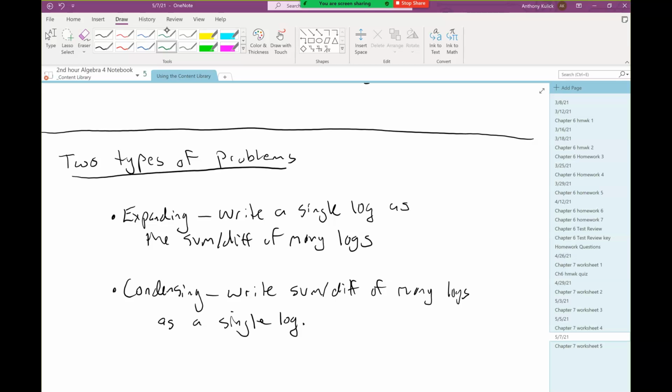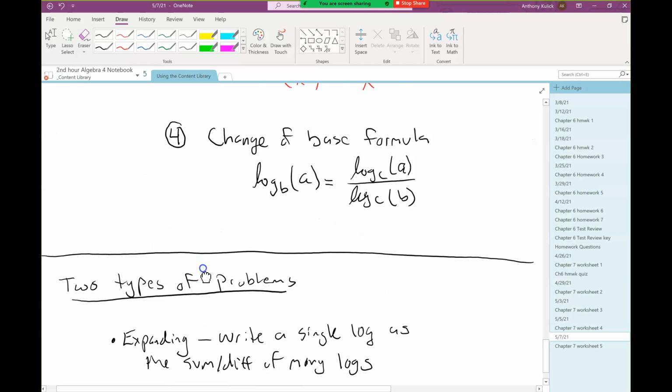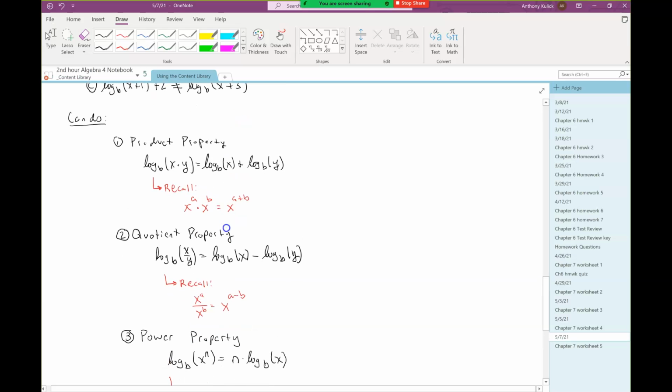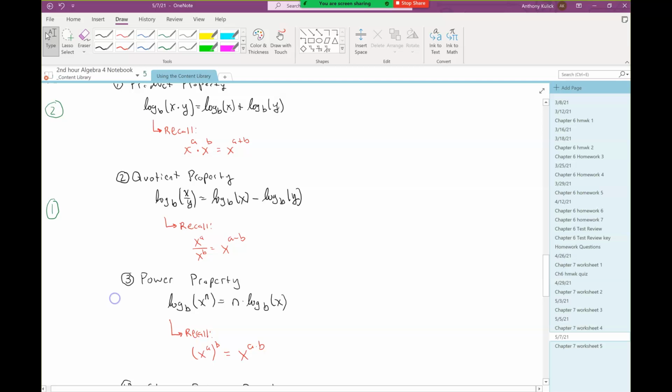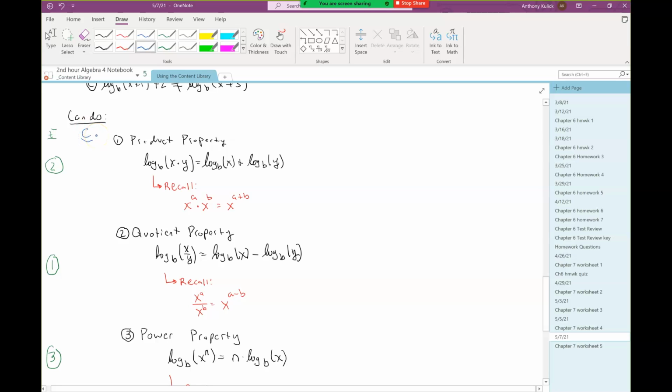So the tools that we're going to use to do these expanding and condensing problems are these first three properties. If we're expanding, the order that we're going to do things is we're going to look for quotient properties first, product properties second, and power properties last. And if we're condensing, we're going to go in the reverse order. So we're going to do power properties first, product properties second, and quotient properties last.